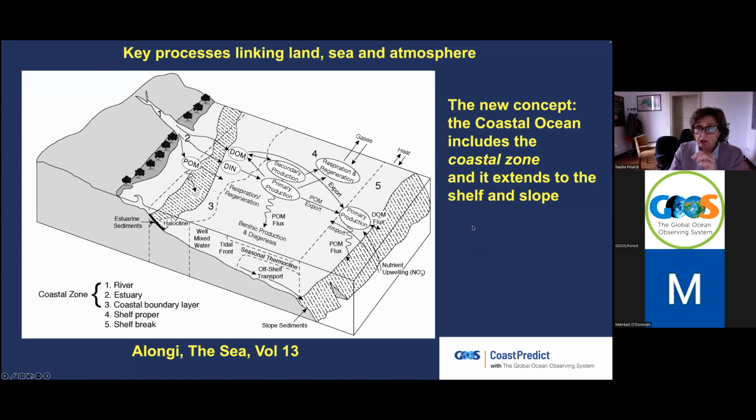The coastal ocean includes the coastal zone, the one that traditionally is called the coastal zone, and it extends up to the shelf and slope. Now we are really also capable to think toward this complexity.